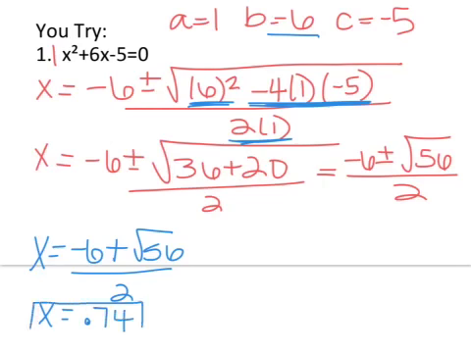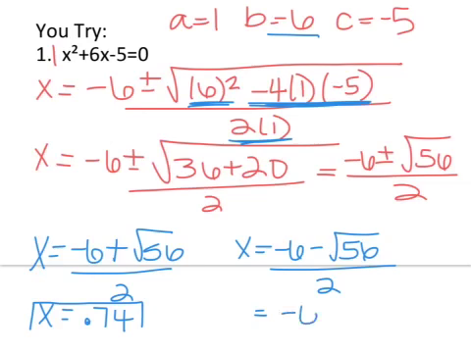You would get x equals 0.74, and that's rounded. Make sure you round correctly. And then you would put x equals -6 minus the square root of 56 in the calculator. Hit enter. Then hit divide by 2. Hit equals again, and you will get -6.74. Again, make sure you round correctly. So those are your two x-intercepts.